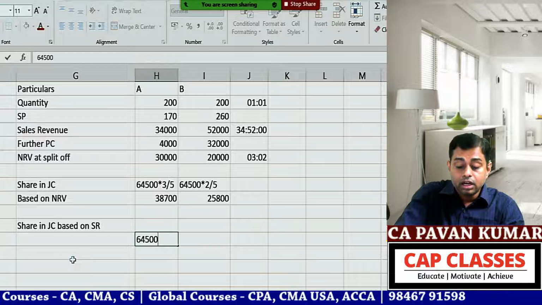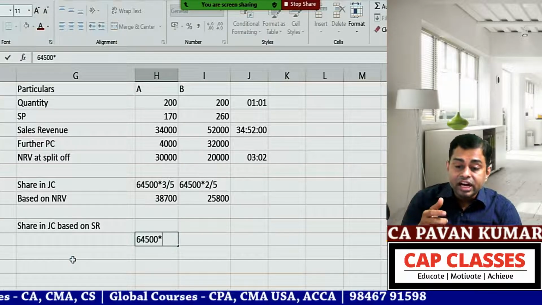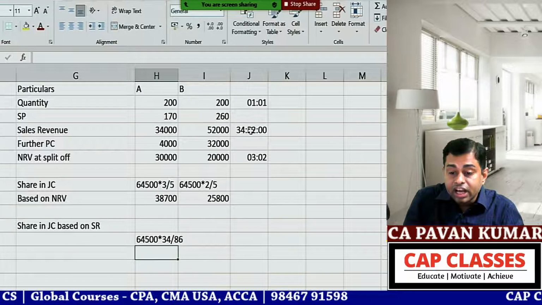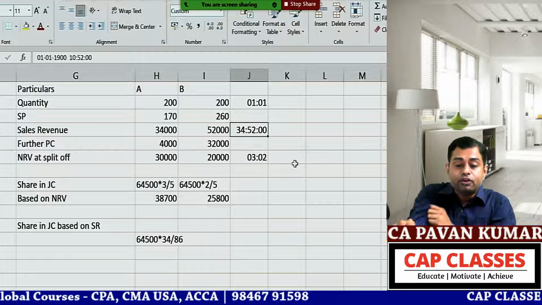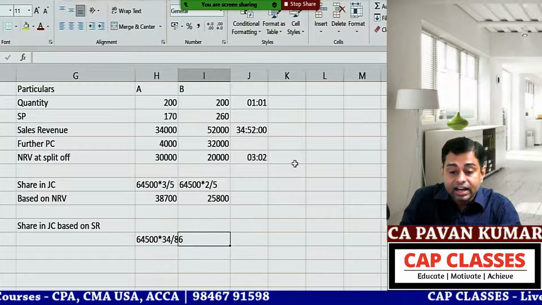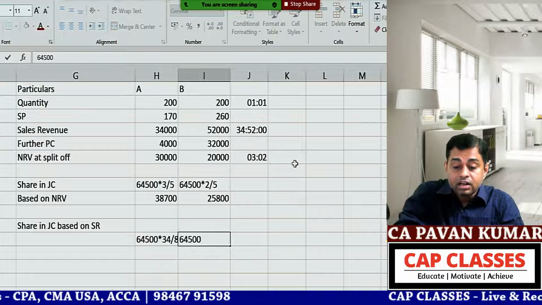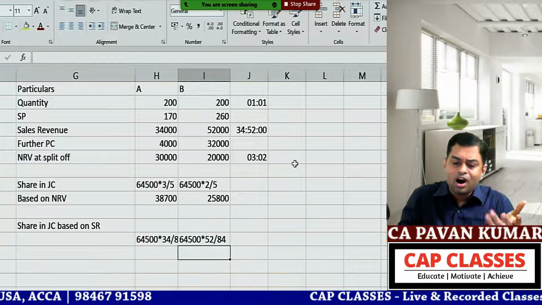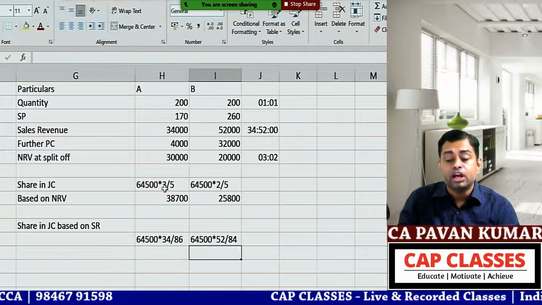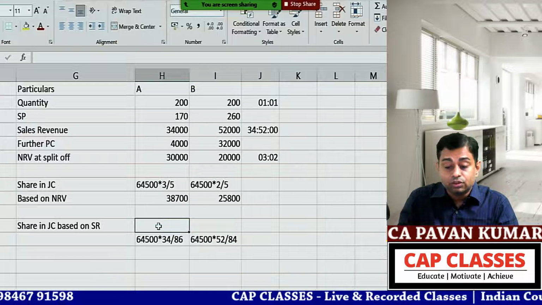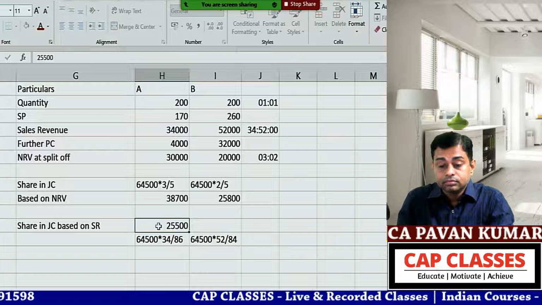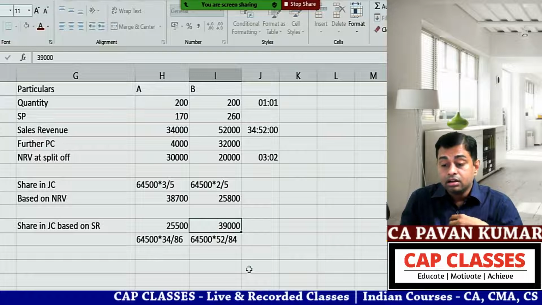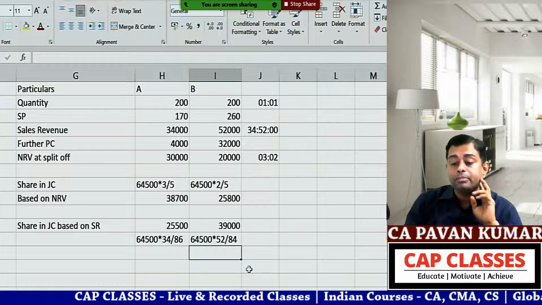So 64,500 into 34 divided by 86. This is the ratio we are using, 34:52, so adding 34 and 52 gives 86. Here I write 64,500 into 52 by 86. All this we have discussed. They have given some examples, so we are doing it. So is it 25,500 and 39,000? Some student is saying it is 25,500 and 39,000. I am assuming that the answer is right, so remaining people, tell me the answer.